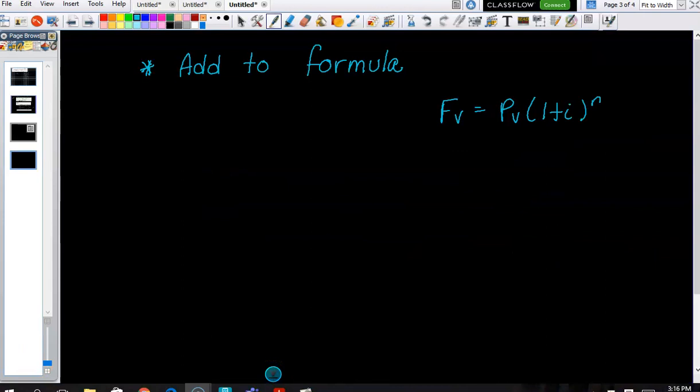What we want to do now is get PV by itself. So how do I undo a times blah? You divide by blah. So this adds to our formula. We're going to have future value upstairs, and we're going to divide it by 1 plus I to the n.